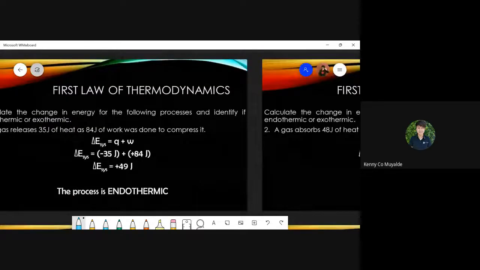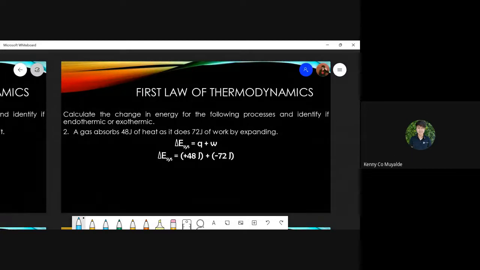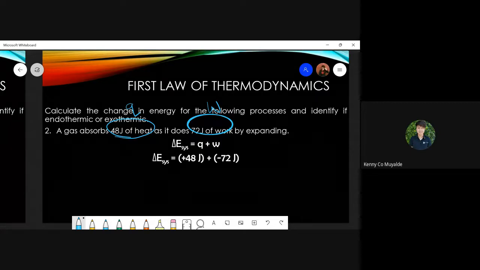Ay, ayun, meron na palang answer dito. Another question: calculate the change in energy for the following processes and identify, same instruction. Number 2, a gas absorbs 48 joules of heat as it does 72 joules of work by expanding. So, alamin natin kung ano yung mga given, 48 joules of heat and 72 joules of work. This is heat, kaya ito ay Q. Work, kaya ito ay W.